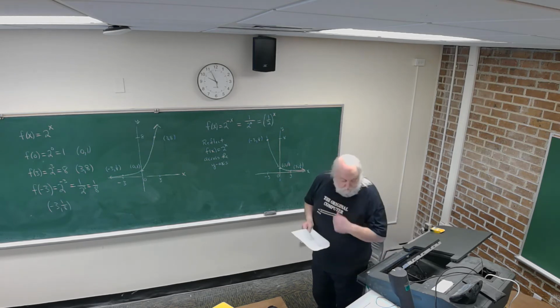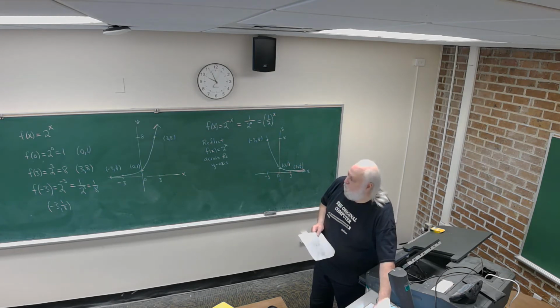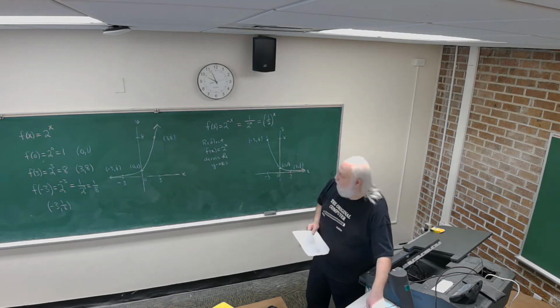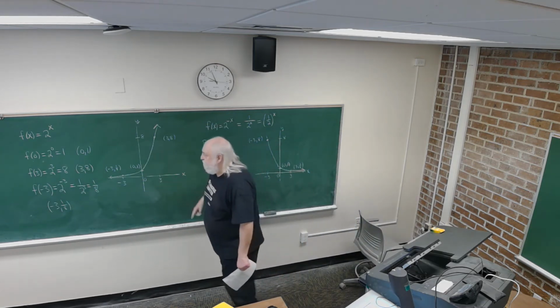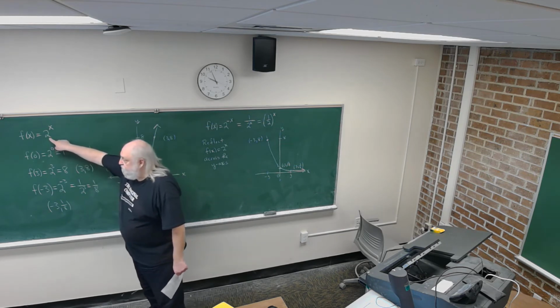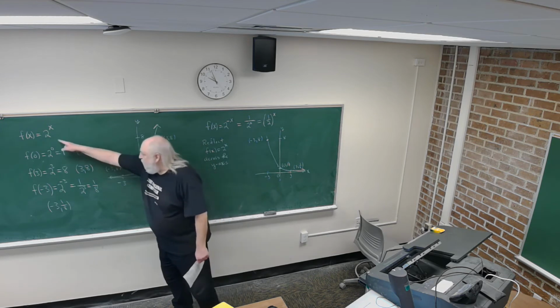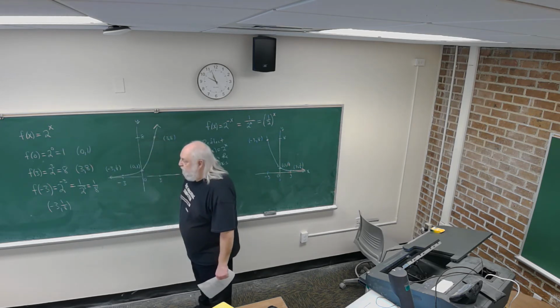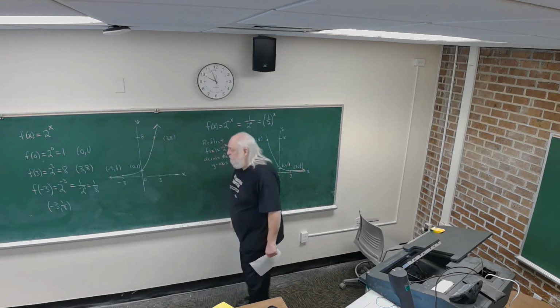So in general, the graph of f of x equals a to the x, where a is greater than 1, goes up and to the right, crossing the y-axis at y equals 1, like in this example over here, where a is equal to 2. Notice a is equal to 2, which is greater than 1. So whenever the base is greater than 1, the graph of a to the x will go up and to the right like this.